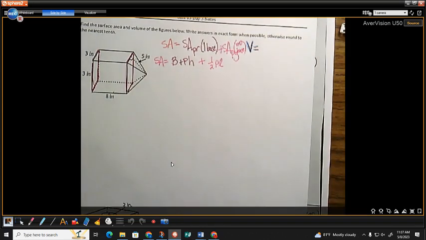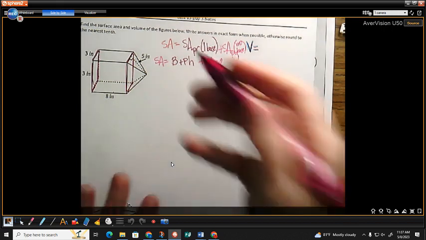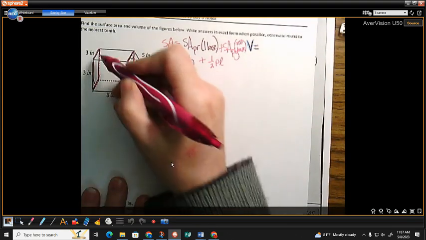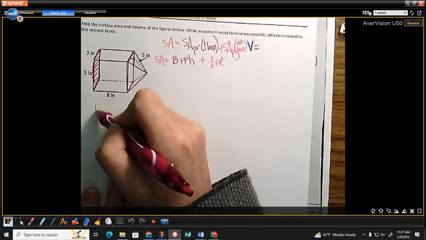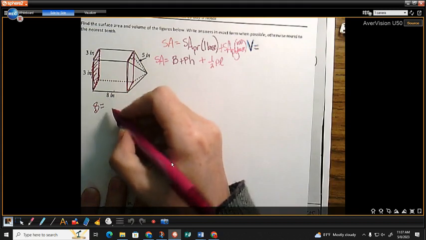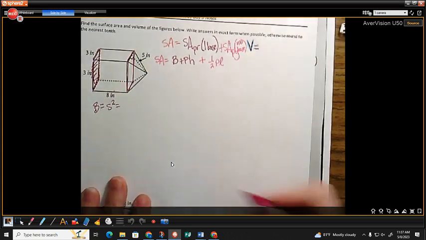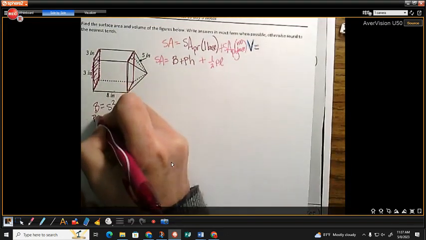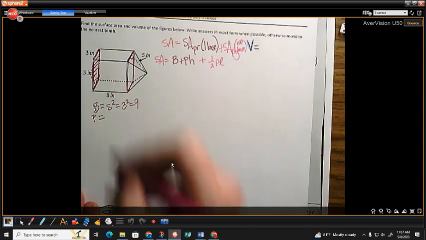Okay. So now you get to start tackling this one bite at a time. Okay, let's start with the big B. The big B is my base. What shape is my base? It's a square. So, okay, how do I get the area of a square? Side squared. Right, which will be 3 squared, which will be 9. Then I'm going to need the perimeter of my base. Okay? How do I get perimeter?